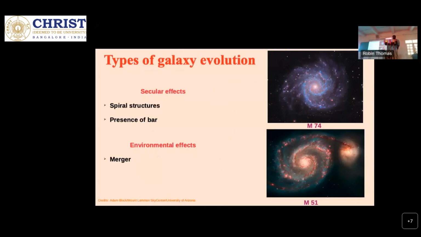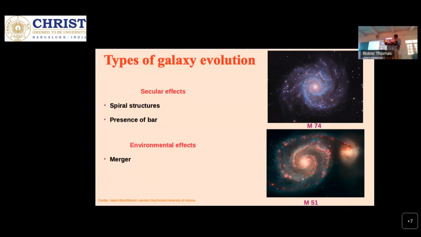One is secular effects. Secular effects means the structures inside the galaxy itself are driving the star formation or ripping apart the gas. So spiral structures and the presence of a bar could all affect secular evolution. But environmental effects mean mergers. We saw that animation of Andromeda and the Milky Way colliding to form Milkomeda, I think that is the name they gave. So mergers will be happening.